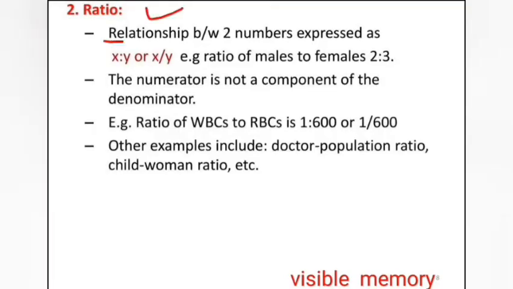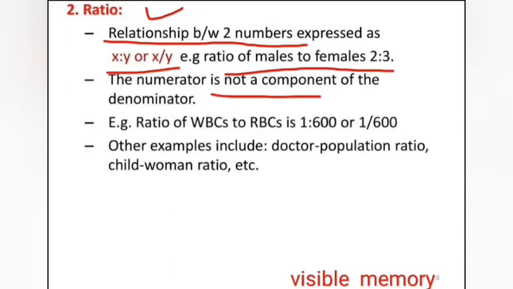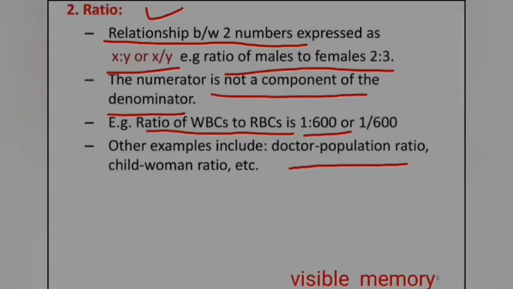Ratio is a relationship between two numbers, two different quantities, expressed as x ratio y, x divided by y. For example, the ratio of males to females. The numerator is not a component of the denominator, unlike what we have studied in rate. In rate, the numerator is part of the denominator. An example is the ratio of WBC to RBC, 1:600. Other examples include the doctor-population ratio and the child-woman ratio.